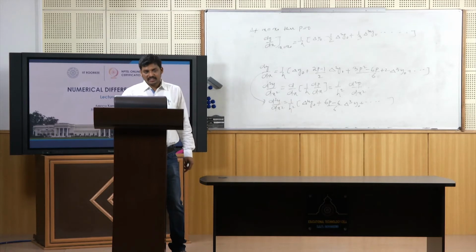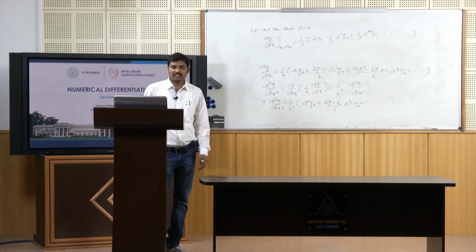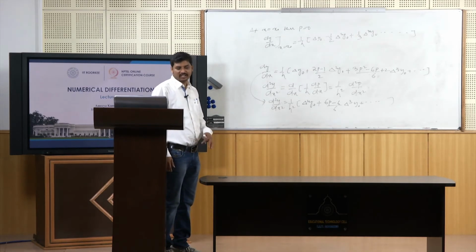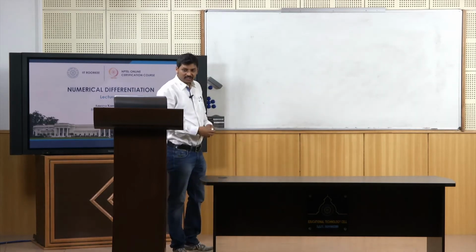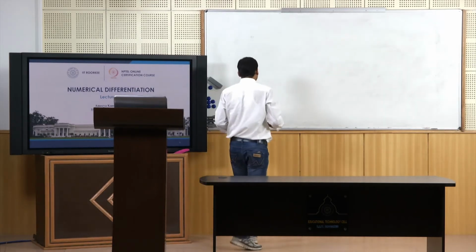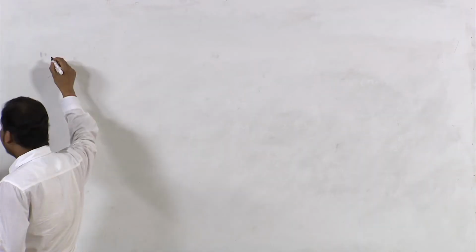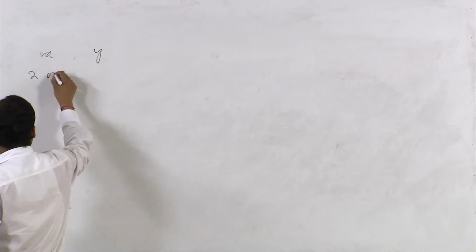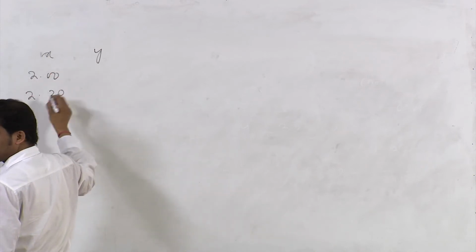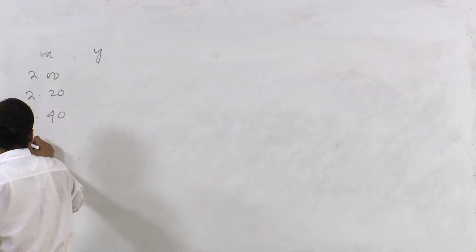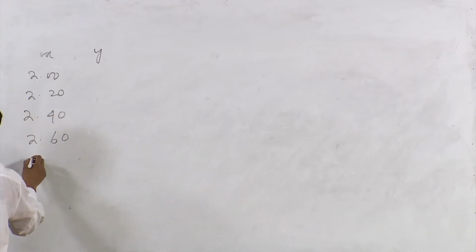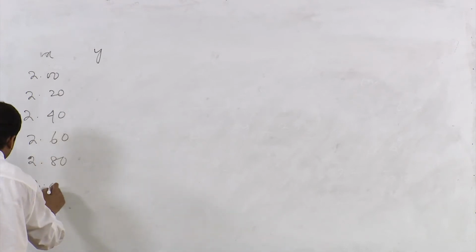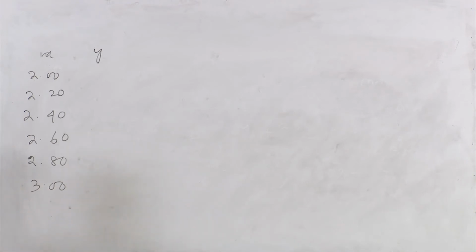So, for this type of differentiation we can first consider one example. Consider that all the points are equispaced here. If you take the tabular points x, y as x equals 2.00, 2.20, 2.40, 2.60, 2.80 and 3.00, and its functional values are expressed as follows.